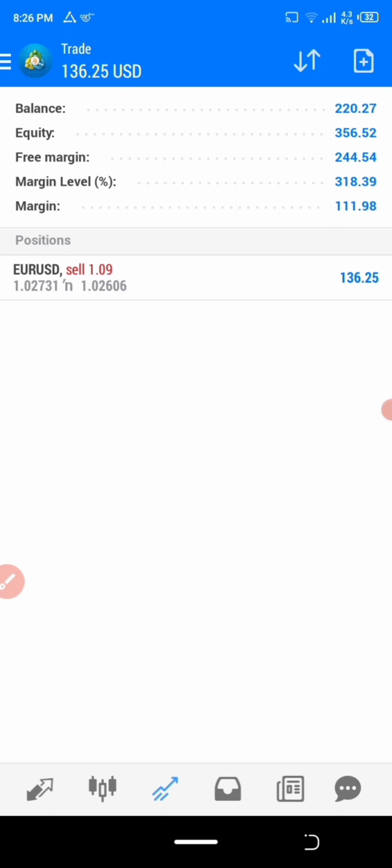As you can see, I'm on profit, $136. This is a trade that I took about 30 minutes ago, and we are in profits. Yeah, this is very easy. I'm still holding it. I'm not going to close it, and I just wanted to share with you guys, and also you can see how easy it is with the right knowledge to trade forex.